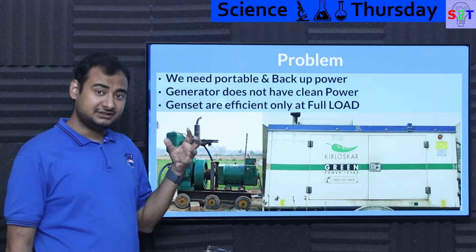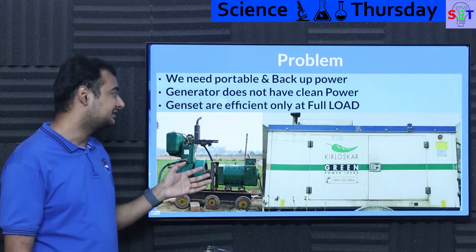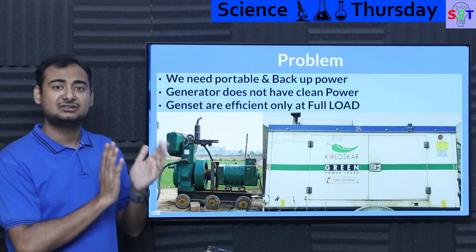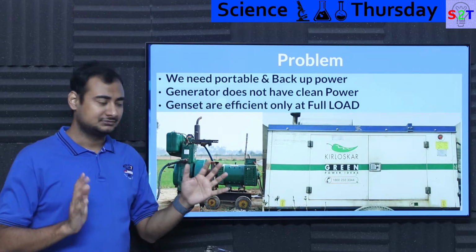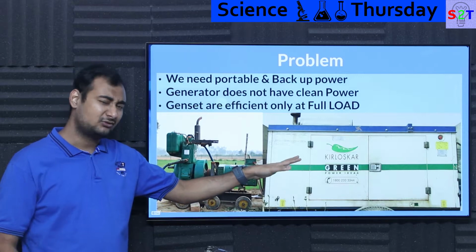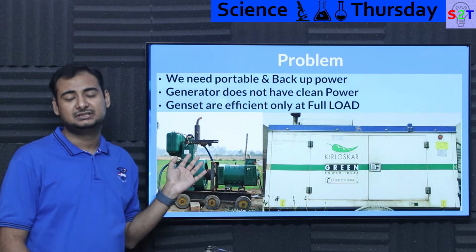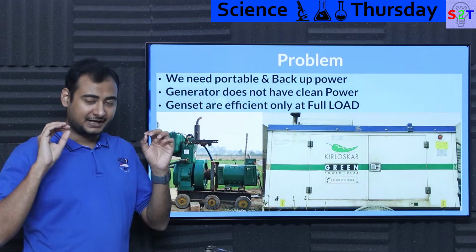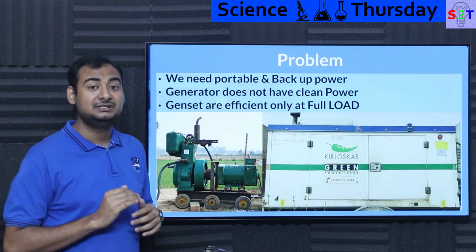And then there is a weird caveat with all these generator systems: they are only efficient at full load, basically at 80% or 90% of their load. Let's say this is a 5 kilowatt system, this is a 10 kilowatt system, and you are running at almost 9.5 kilowatt, almost 4.5 kilowatt, they will be performing at their best. Basically the price per unit of electricity produced would be the lowest.